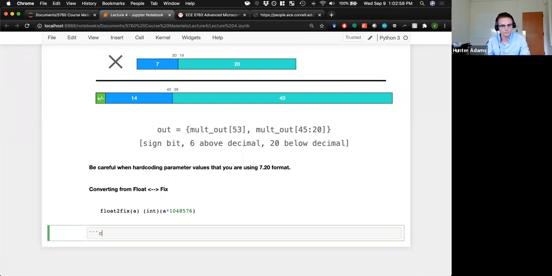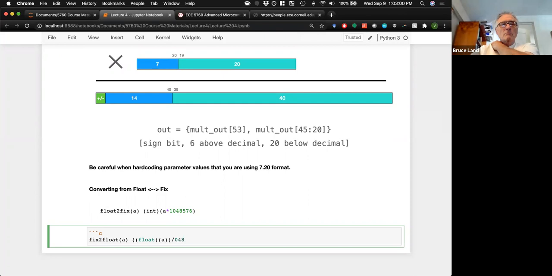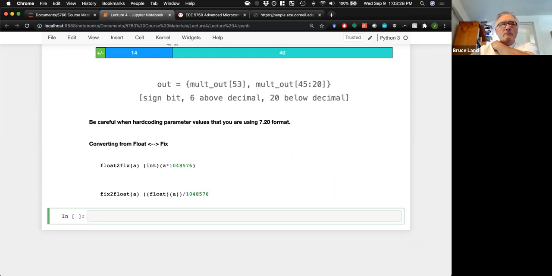And going the other direction, fixed to float for some A is going to be float A divided by 1048576. This is code for the HPS. Yeah, correct. So you'll have these sorts of conversions on the HPS side.